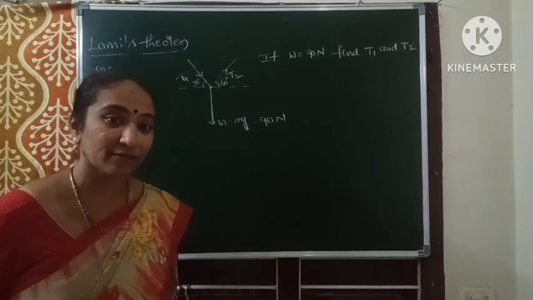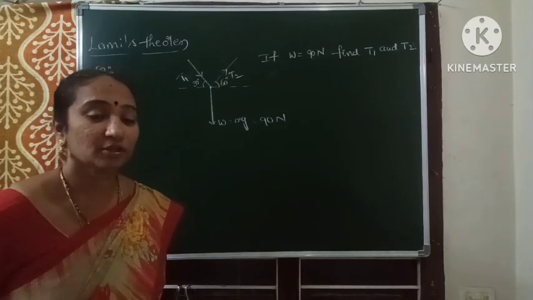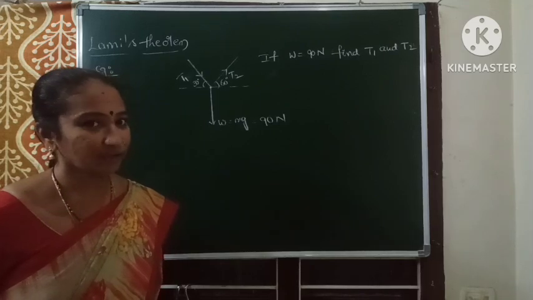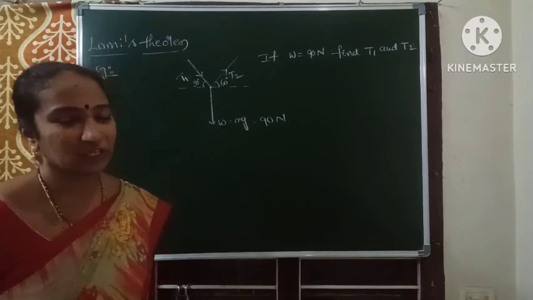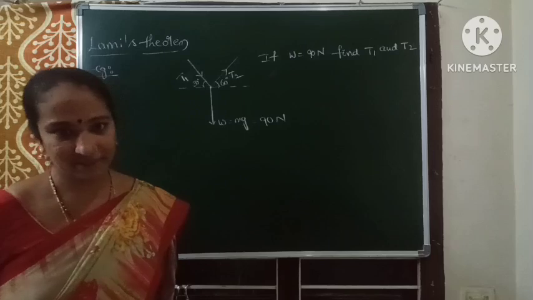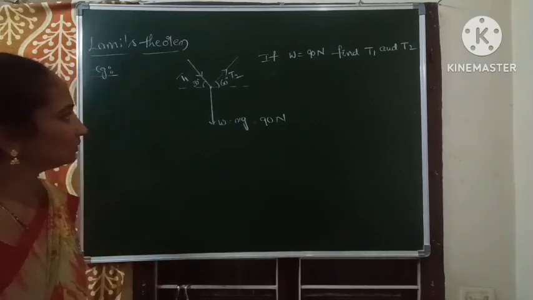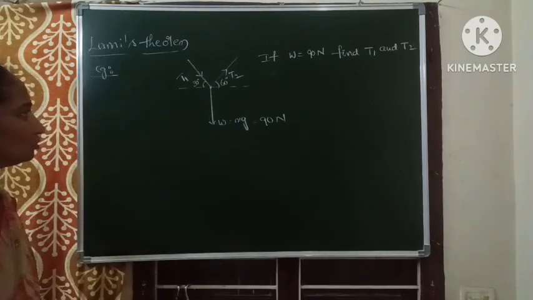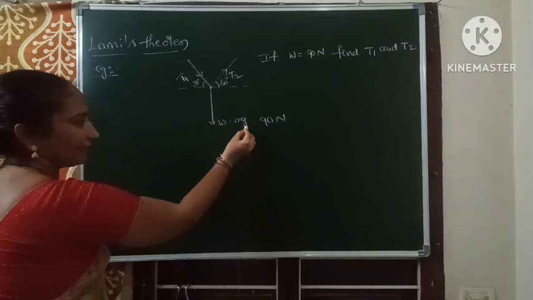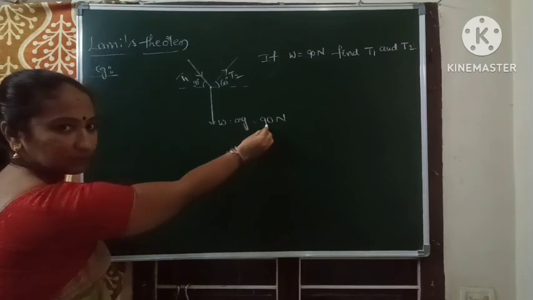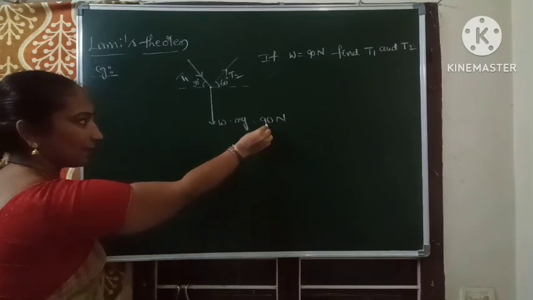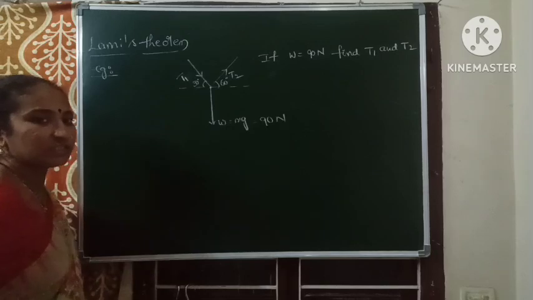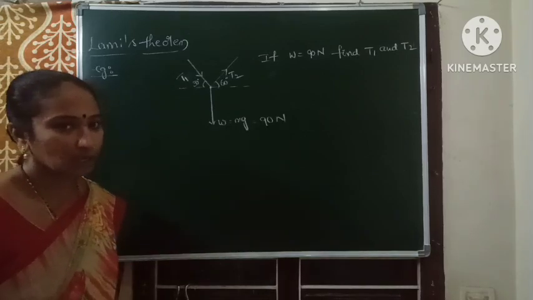The entire particle is in equilibrium. What is the value of T1 and what is the value of T2? With the help of Lami's theorem, we have to solve this. Right? So let us see. Look, for example, here the weight is mg, 90 newtons. This entire weight is balanced by the opposite force, which is applied in the upward direction.